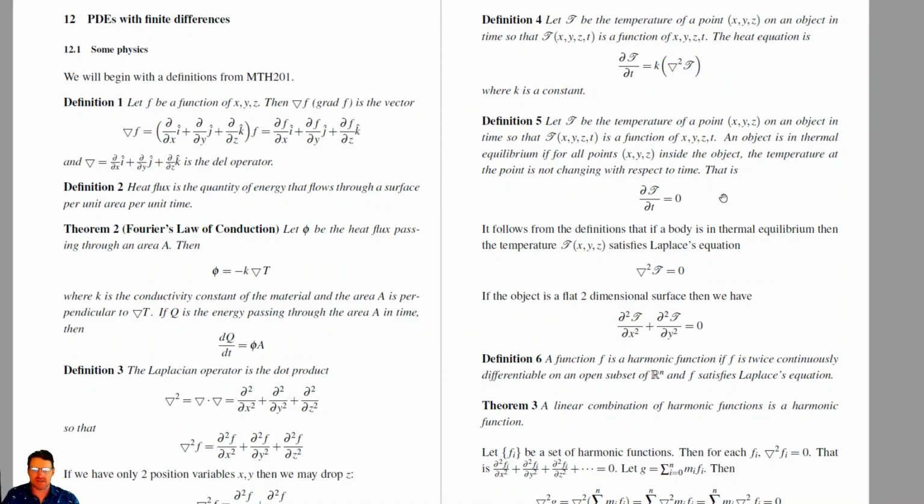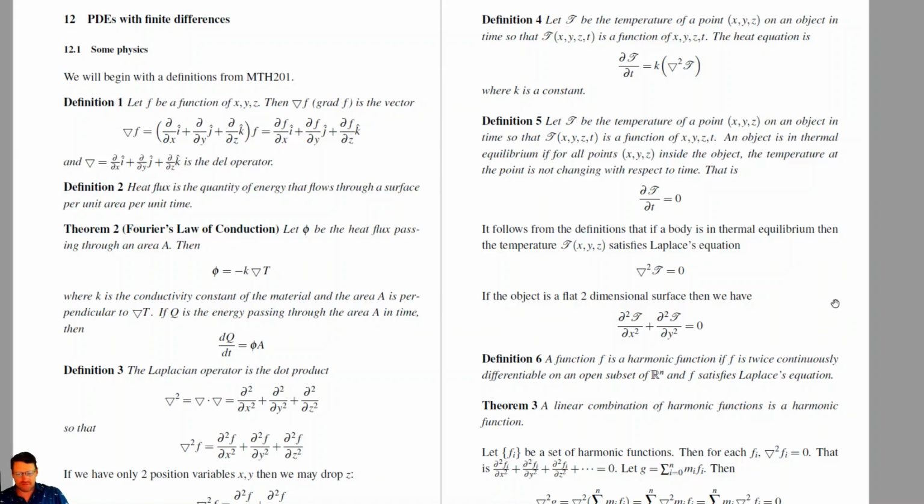Okay, so it follows from the definitions that if a body is in thermal equilibrium, then the temperature satisfies Laplace's equation. Because we're taking this heat equation here, and if the left-hand side is equal to 0, we can divide throughout by k, and we just have nabla squared of T equals 0, which is Laplace's equation. If the object is a flat two-dimensional surface, so we don't have to worry about any height, we just have an x and a y, then Laplace's equation looks like this. So it's the sum of the two second-order partial derivatives equals 0.